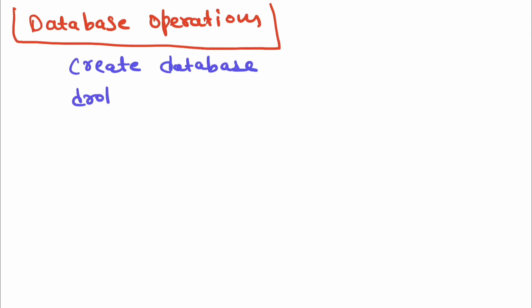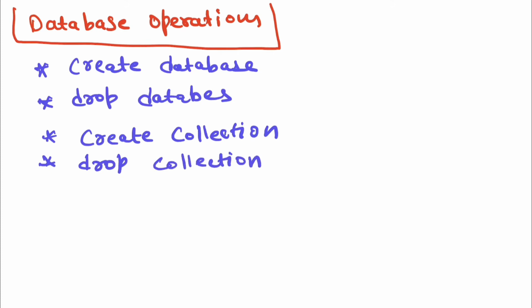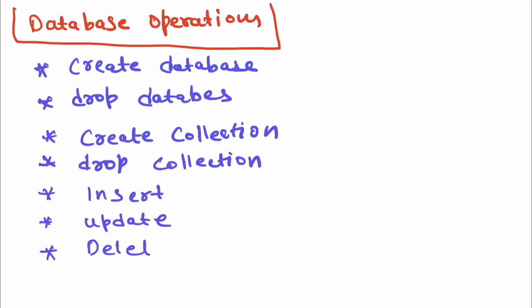The first thing you will have to do whenever you start with MongoDB is create your database. The next thing would be you can create your collections. You can create your collection or you can create your table. You can drop your collection or you can remove your collections. Once your collection is created, after that you can insert the documents. You can update the documents. You can delete the documents. You can save the documents.